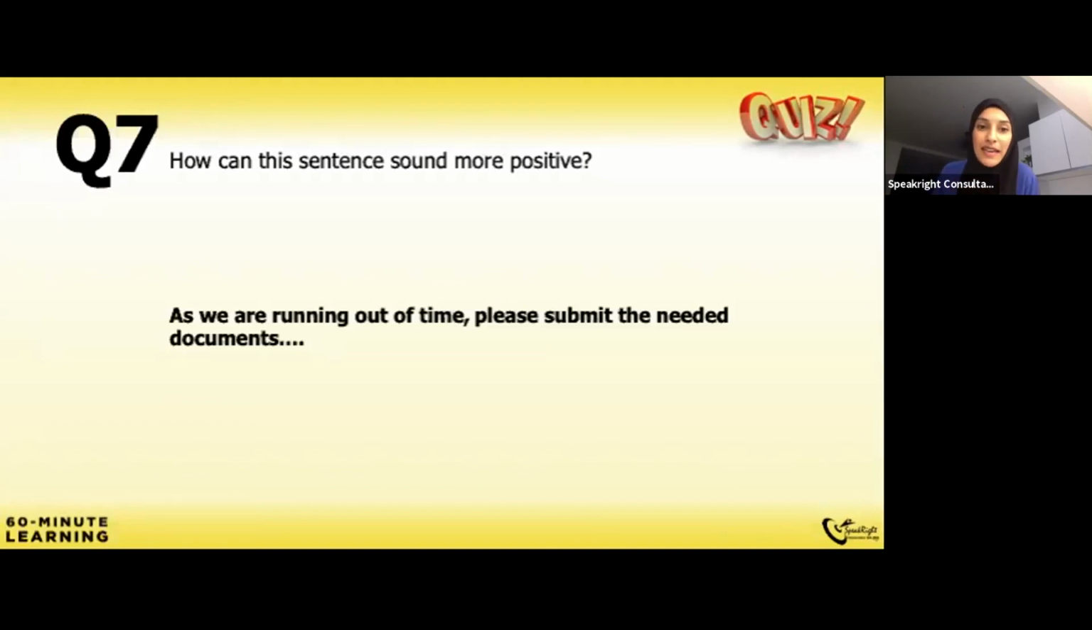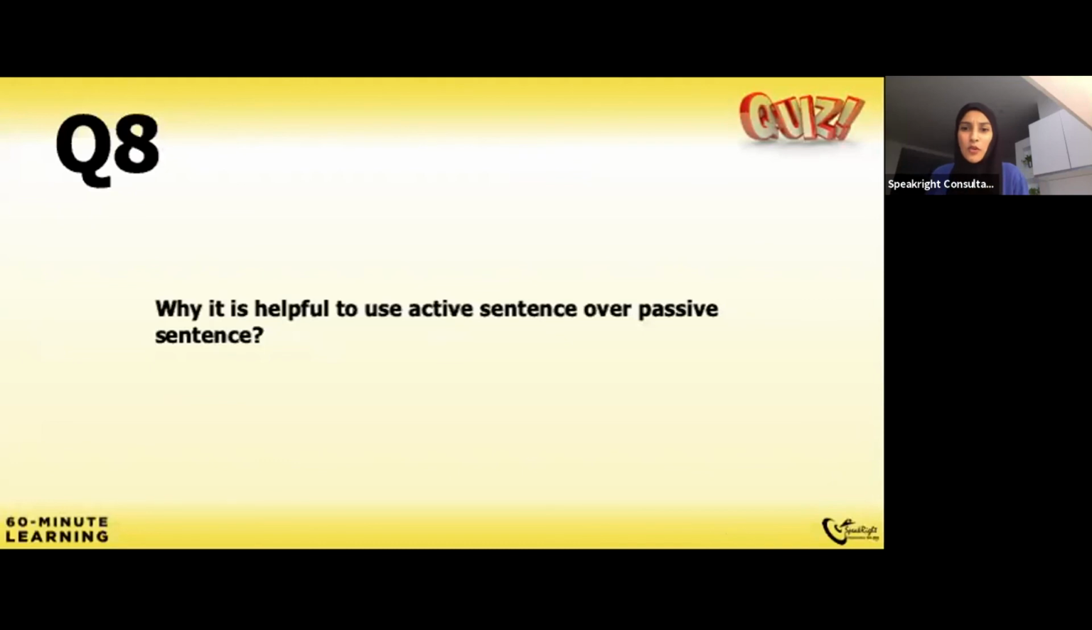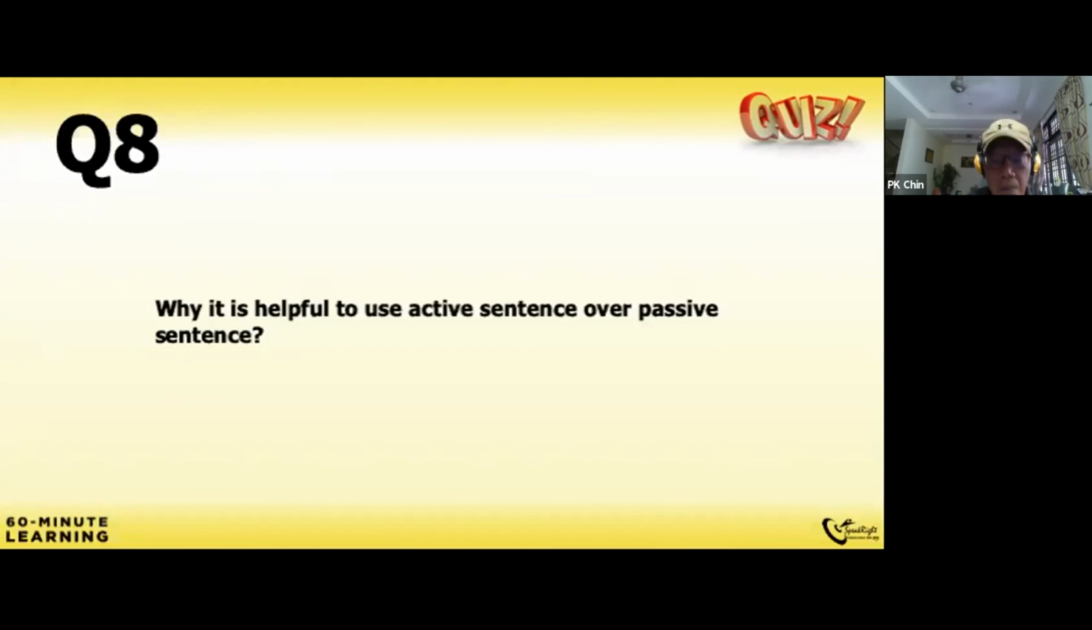Okay. Next, question number 8. Almost, all right? Both of you are catching up. Both of you are doing really well. Now, why is it helpful to use active sentence over passive sentence? Two reasons. Recall. Shorter and easier according to Lin Lin. PK Chin, only shorter.